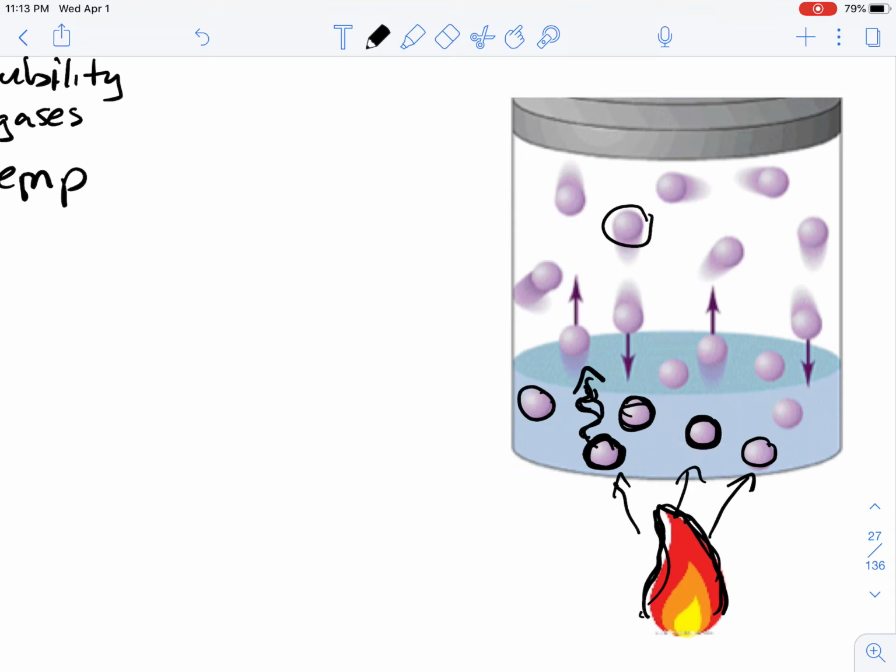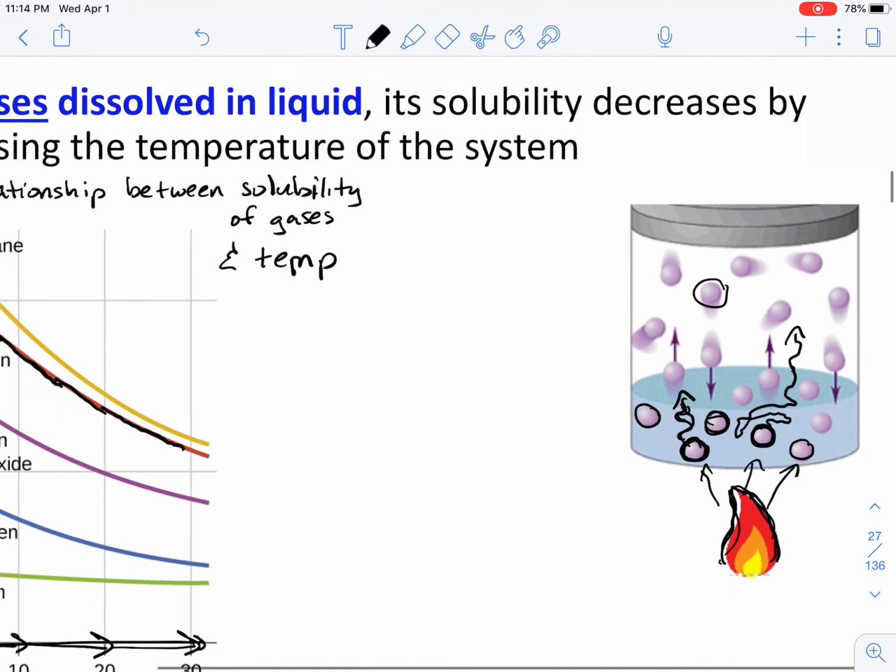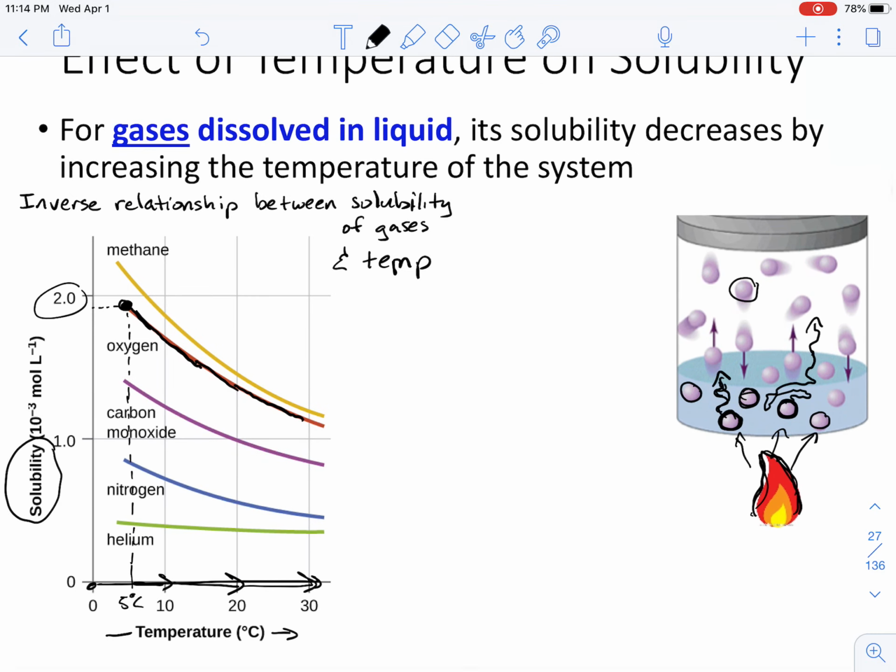And so when that CO2 absorbs enough kinetic energy, it allows the CO2 to break all of the intermolecular forces that are holding it in the solution, thereby enabling it to become gaseous in phase. So your CO2 is just going to fizz away. Overall, the solubility of gas molecules dissolved in a liquid is going to decrease if you increase the temperature of the system.